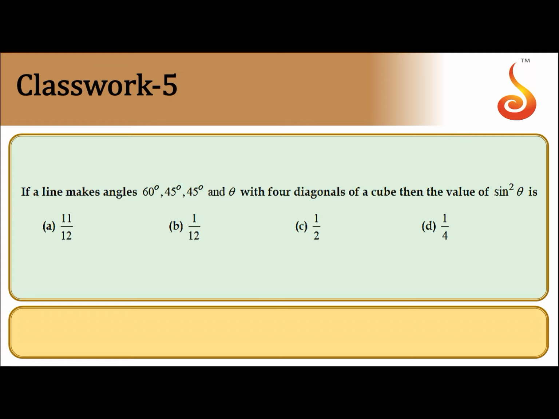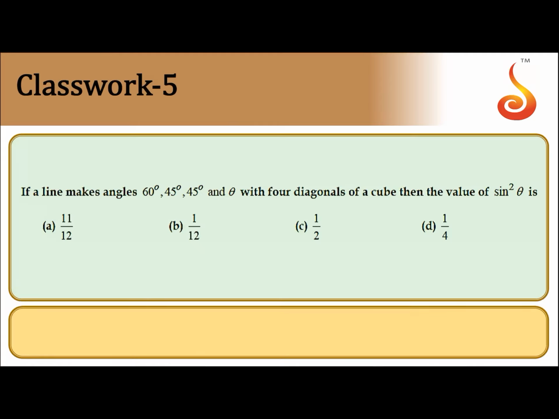Coming to the next one: if a line makes angles 60 degrees, 45 degrees, 45 degrees and theta with the 4 diagonals of a cube, then what is the value of sine square theta? Let us see that. We know that in a cube, if any line makes angles alpha, beta, gamma, delta with the diagonals of a cube, the formula is cos square alpha plus cos square beta plus cos square gamma plus cos square delta equals 4 by 3. We know the concept of it.